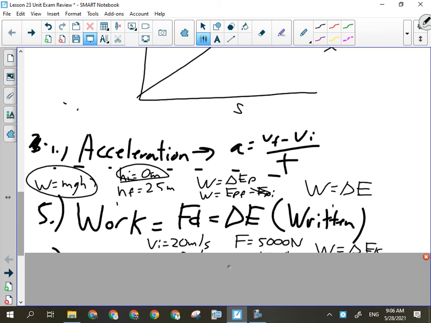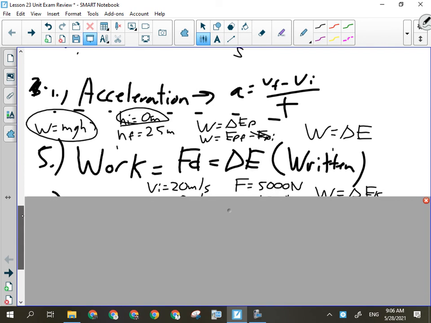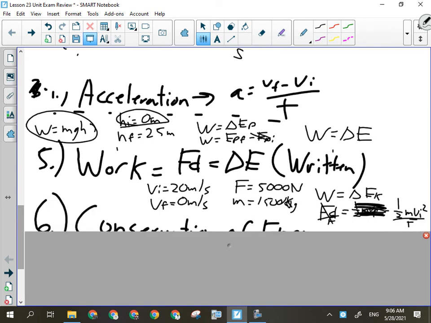Write down our givens. Then we set work equal to the change in energy, and then we go force times distance equals that, and we go from there. So force times distance equals the change in energy. It's either going to be kinetic or potential, and off you go. We did tons of examples.